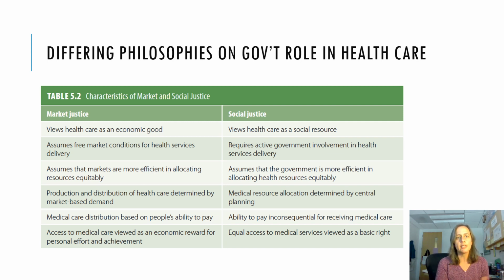So when we think about ethics, it's like our values and our principles. And so when it comes to our philosophies on the role of government in healthcare, again, as Americans, we tend to be pretty hands-off. We don't want our government getting involved in things more than many other nations. Exceptionally so. And so in the book, they talk about two different philosophies. They talk about market justice and they talk about social justice.